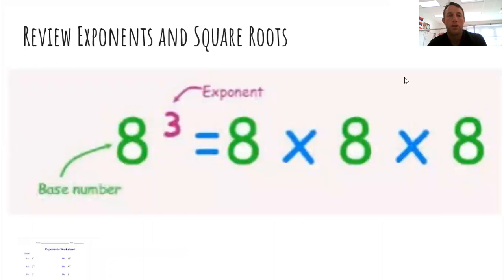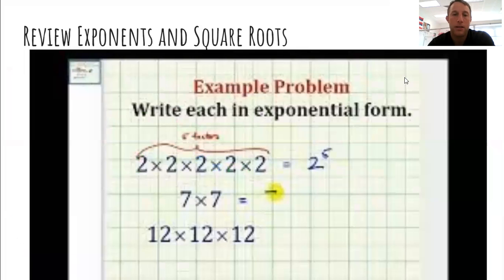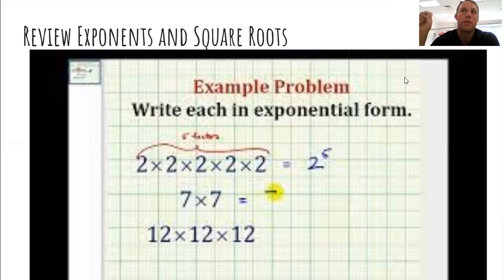That's what we're doing. So just to review exponents, we have our base and then we have our exponent. Remember, multiplication is repeated addition. Exponents are repeated multiplication. So this would be 8 to the 3rd power. The exponent's 3. The base is 8. And so here are some examples. We have 2 times 2 times 2 times 2 times 2, which would be 2 to the 5th power. We think about how many factors that is of 2. It's 5 times. It's 2 times itself 5 times.